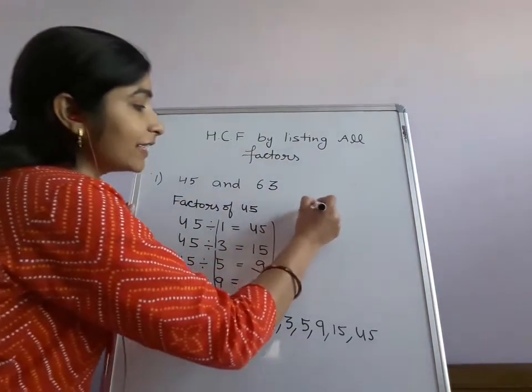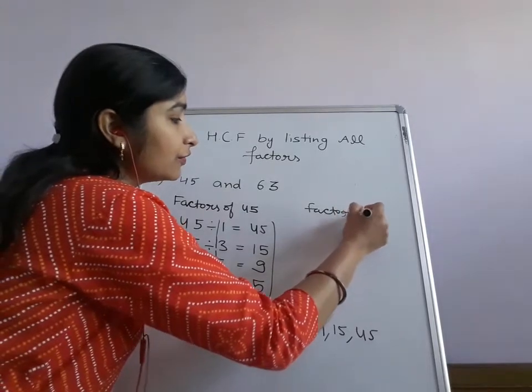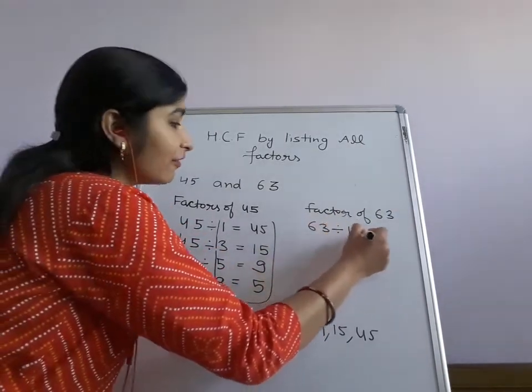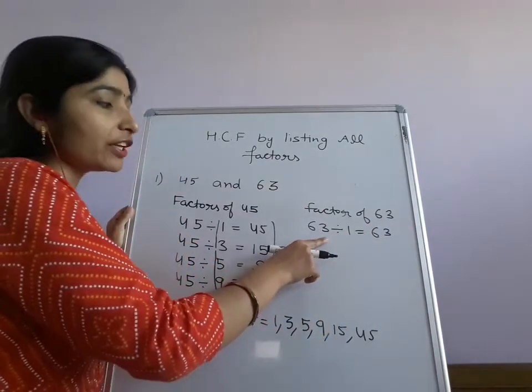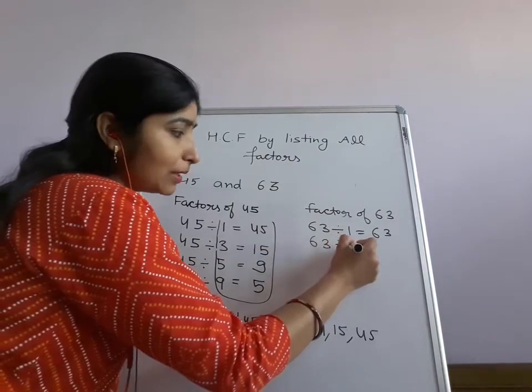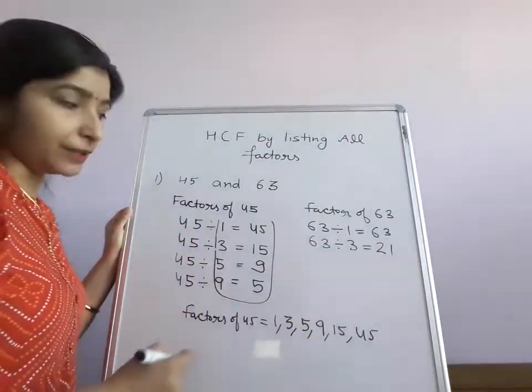Now I will find the factors of 63. Factors of 63. So 63 is divisible by 1. Yes. It is not even, so not divisible by 2. 63 is divisible by 3 also. 3 twos are 6 and 3 ones are 3.